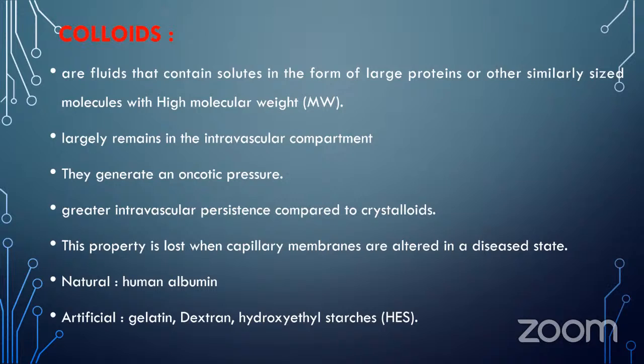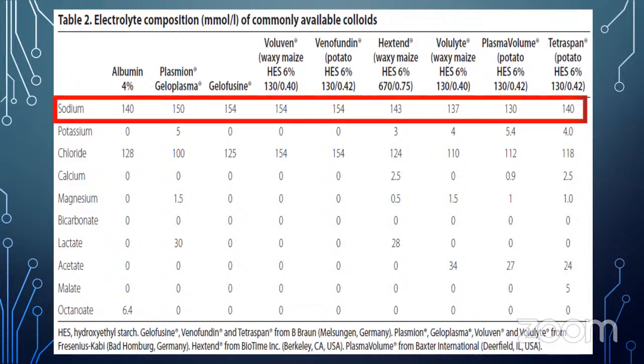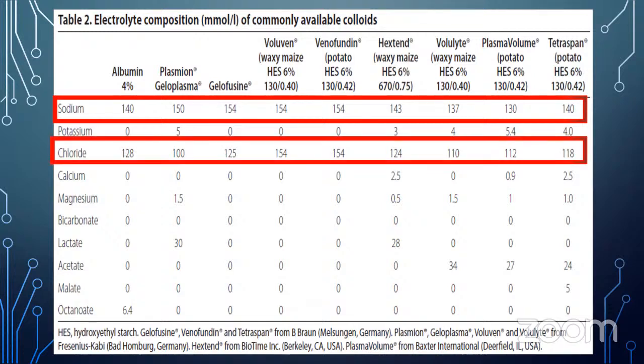The naturally available colloid is human albumin, and the artificial colloids are gelatin, dextran, and the starch solutions. So this is the electrolyte composition of the commonly available colloids in the market. And if you again see the sodium content of all these colloids, including the gelofusine or albumin or starch solutions, it is enormously high in sodium and chloride content.